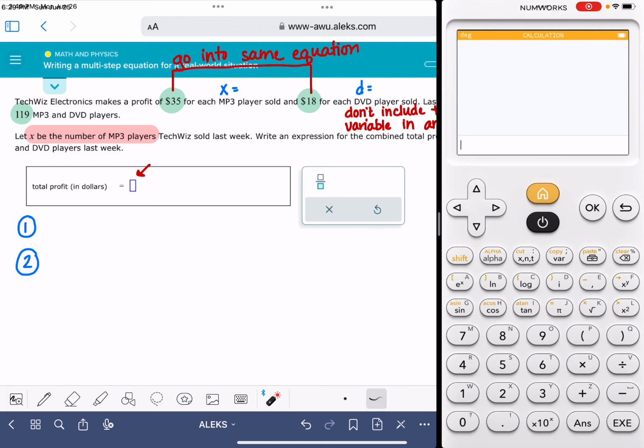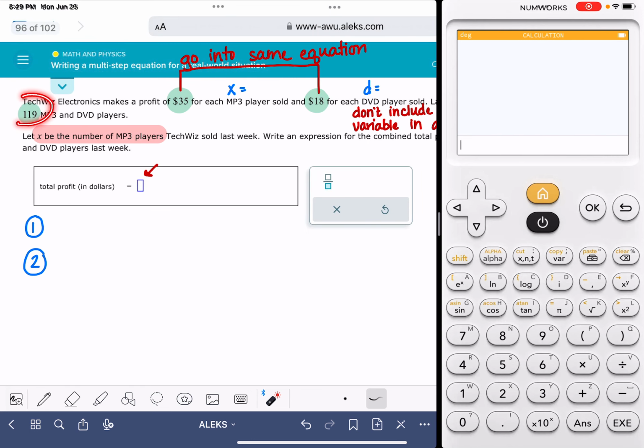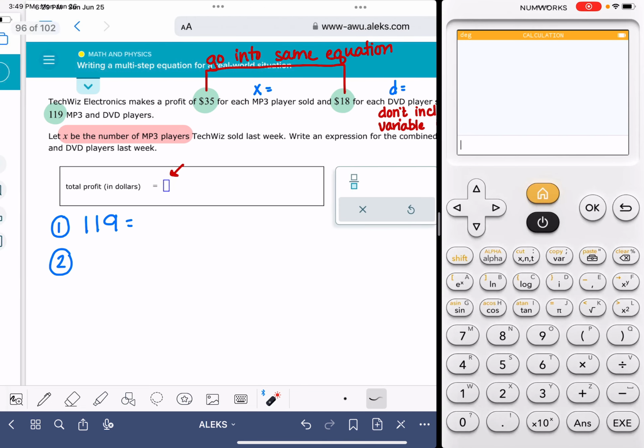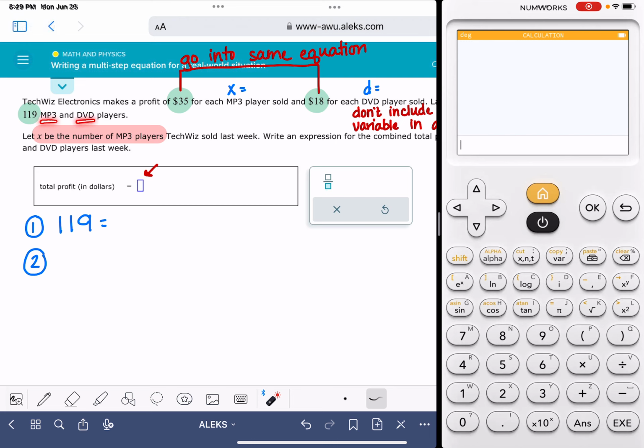You're going to be able to see some sort of pattern. Two of the numbers provided to you are going to represent the same type of thing, like prices. They're going to go into the same equation together. The other number is going to be unique. It's going to be different from these. This one represents quantity of objects. 119 is the total amount of things. That's going to go into its own equation. Let's use that to write an equation. We've got 119, and that 119 represents the number. It tells us a combined total of 119. 119 represents the number of MP3 players and DVD players. ALEKS told us to use X to represent the number of MP3 players right here.